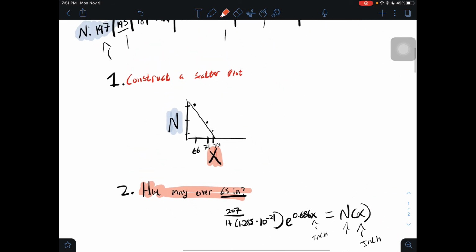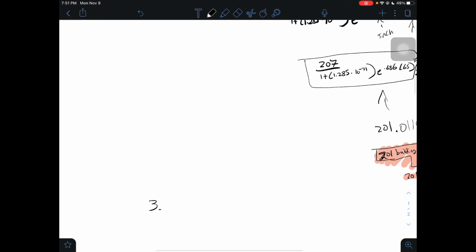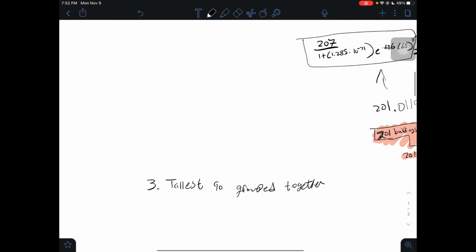The scenario we already labeled our n and x. Our last part of dealing with the logistic growth model is going to be step 3. And in step 3, it asks that the tallest 90 buildings are grouped together. We want to find the minimum height of these 90.